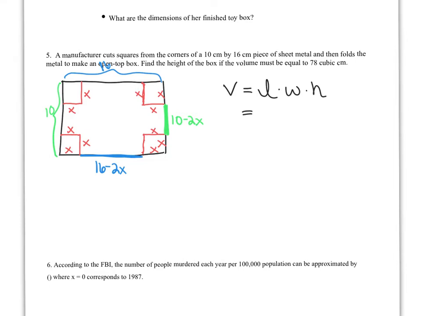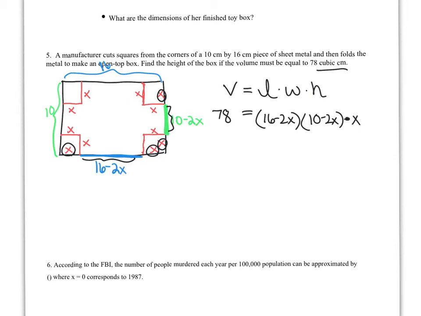And really it doesn't matter which one you call the length and the width, but if you look at the side in blue, which is 16 centimeters, if I cut out an X here and an X here, I'm left with a 16 minus 2X there, so we'll call that our length. And then your width from top to bottom is 10, but if I cut out an X here and an X here, you're left over with 10 minus 2X. And then when you fold, the height of the box will be X.